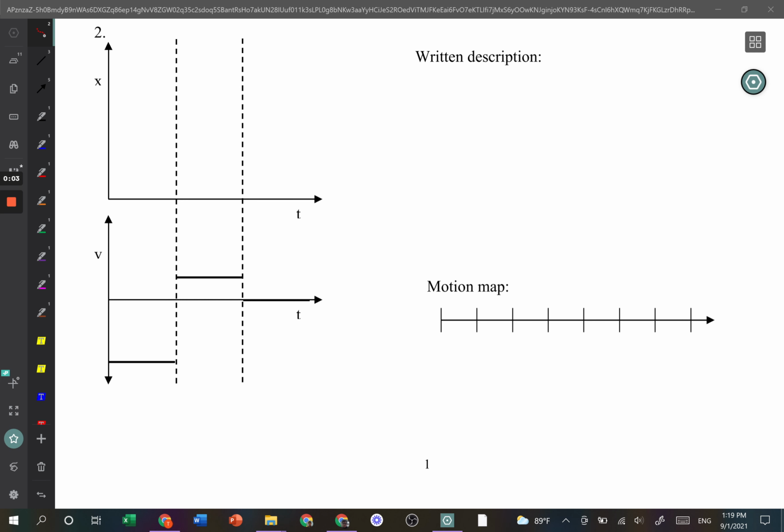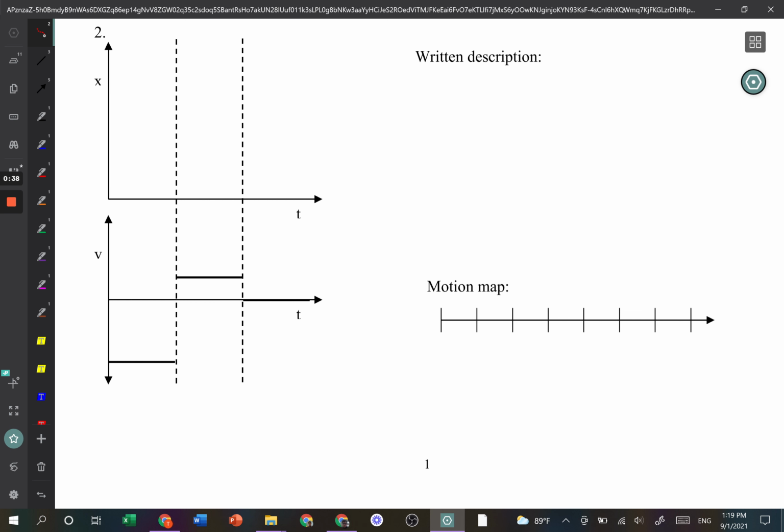Unit 2, Worksheet 5, Multiple Representations of Motion. Problem number 2. Problem number 1 gave us the position versus time graph and then asked us to fill in the velocity versus time graph, the written description, and the motion map. Problem number 2 is instead giving us this velocity versus time graph, and we need to work backwards in order to figure out the position versus time graph. Then we can describe the object's motion in words and have a motion map.